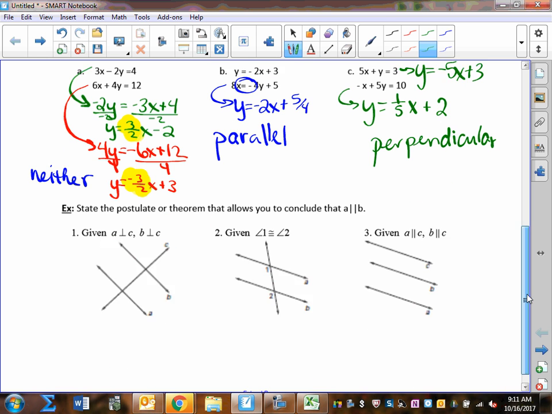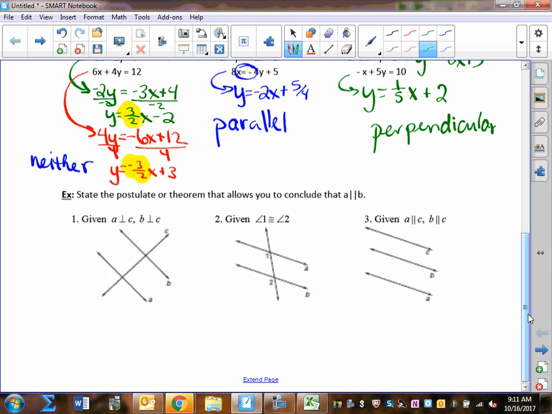Okay. So now let's take a look at using our new theorems. It says state the postulate or theorem that allows you to conclude that A is parallel to B. Alright, so number 1 says A is perpendicular to C, and B is perpendicular to C. Can we say that A is parallel to B? Yeah. Which theorem are we using that we just did? Go ahead. Two lines perpendicular to the same line. Very good, very good.